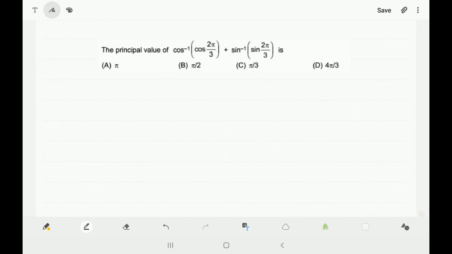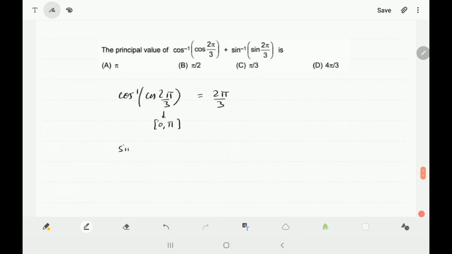In this problem, we have to find the principal value of cos inverse cos 2 pi by 3 plus sin inverse sin 2 pi by 3. Principal value or the value both will be the same in this case, because we will be solving cos inverse cos 2 pi by 3 plus sin inverse sin 2 pi by 3 in their principal value branches only. So we already know that cos inverse cos 2 pi by 3, because 2 pi by 3 lies in 0 to pi, the output of this term will be 2 pi by 3 only. Cos inverse of cos theta opens up in theta if theta is in PVB.